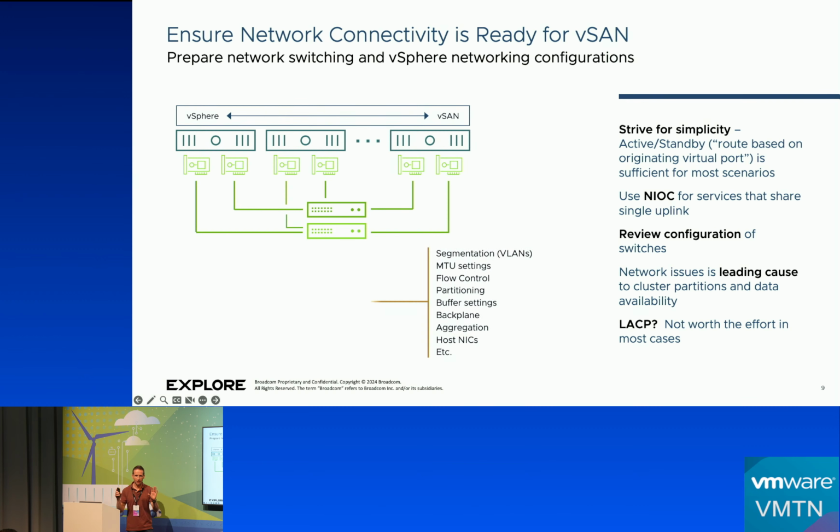Okay, so next up, this one comes up a lot, so I want to make sure everyone's clear on this. Strive for simplicity in your ESXi configuration when it comes to networking for vSAN. What I recommend is using an active standby teaming policy for your vSAN VM kernel port, and that's route based off of originating virtual port ID.